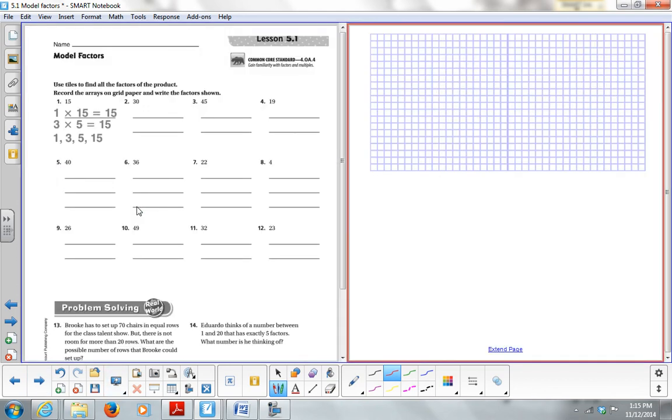All right, so 45. I don't know if I can go 45 across, but we're going to give it a shot. So we'll start off with 1 times 45. So one row, 1, 2, 3, 4, 5, 6, 7, 8, 9, 10, 11, 12, up to 45. So we'll pretend that goes out like that. And that is my 1 times 45.